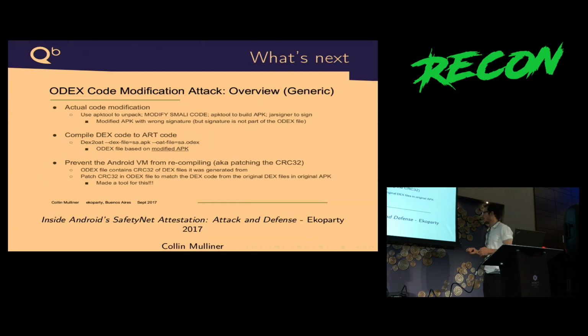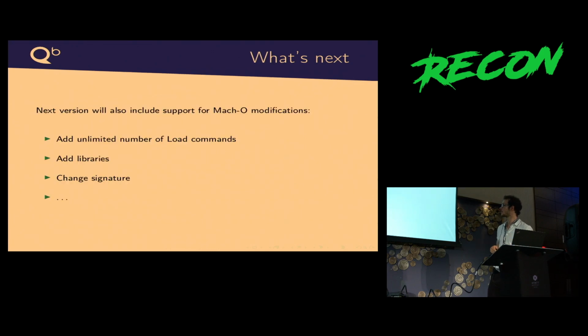Also, last year, there was a talk about SafetyNet, and one way to bypass SafetyNet is by modifying the OAT format, which is actually an ELF format. If you look at the OAT, it's a special ELF, but it's an ELF. So you can do the same tricks as I did with adding a new dependency.